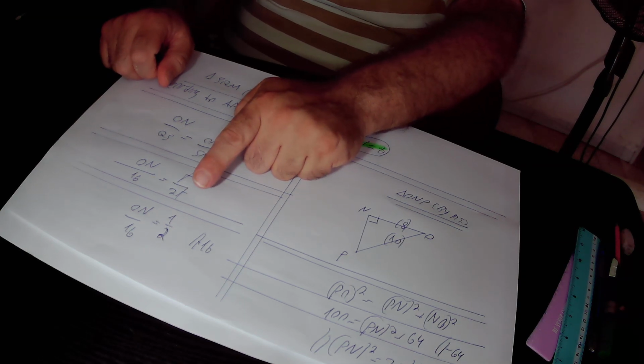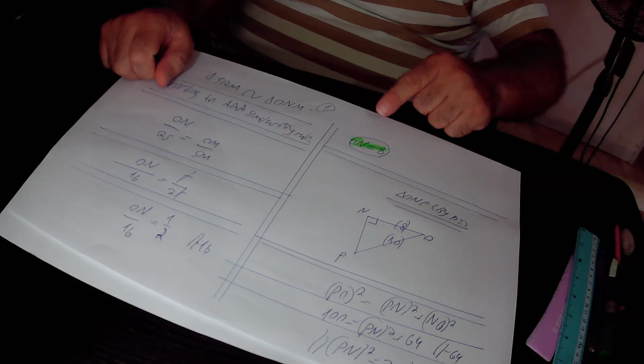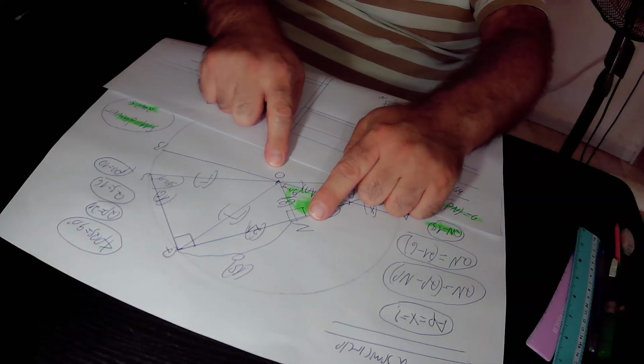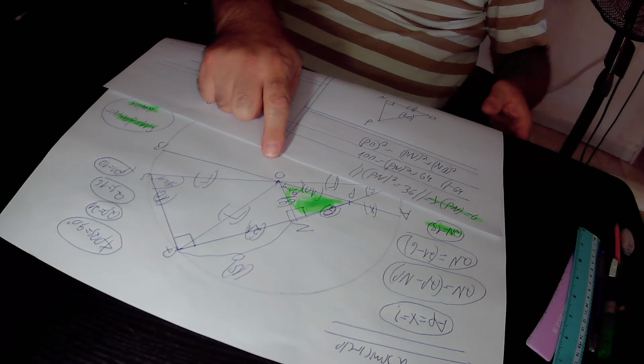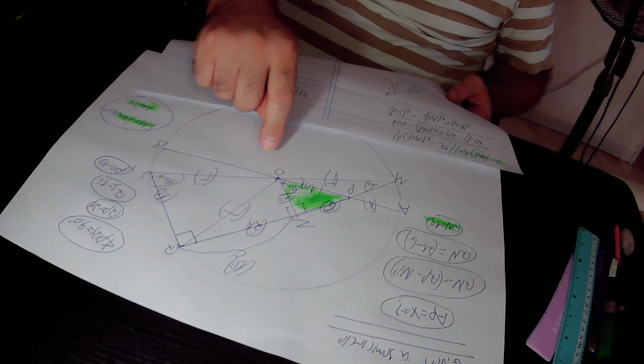Here we multiply this equation by 16 and finally find out that ON equals 16 over 2, that is 8. So this is the missing side ON, that equals 8 units in length. In the next step, we implemented the Pythagoras theorem on this small right triangle ONP.